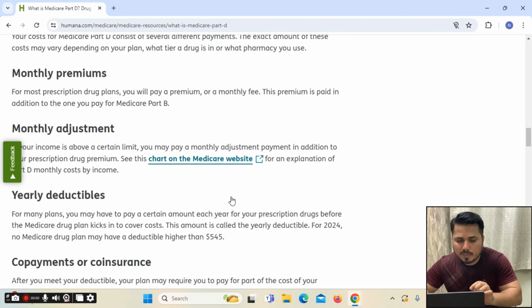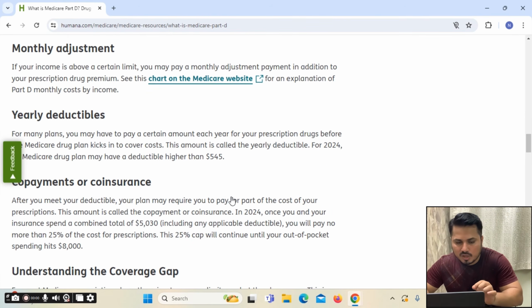This premium is paid in addition to the one you pay for Medicare Part B. Monthly adjustment. If your income is above a certain limit, you may pay a monthly adjustment payment in addition to your prescription drug premium. See this chart on the Medicare website for an explanation of Part D monthly cost by income.